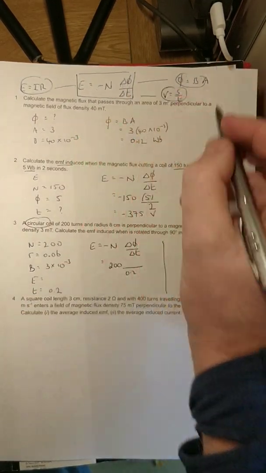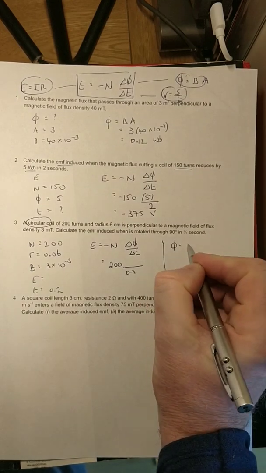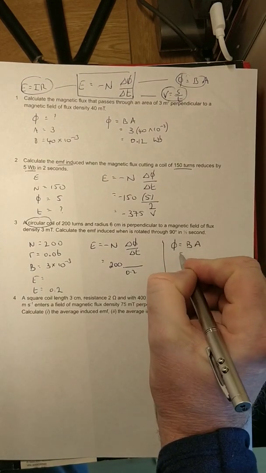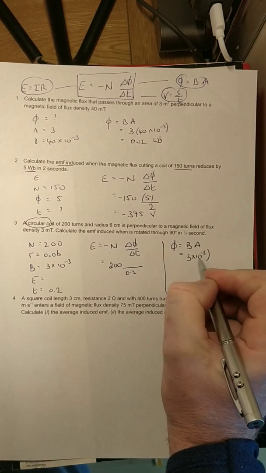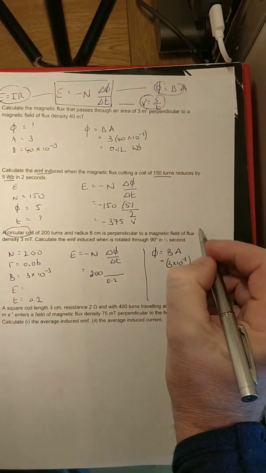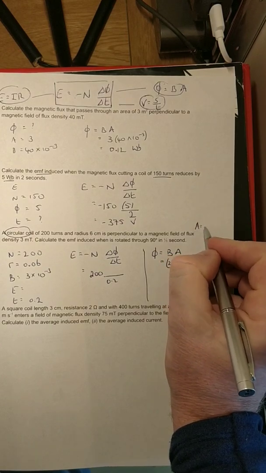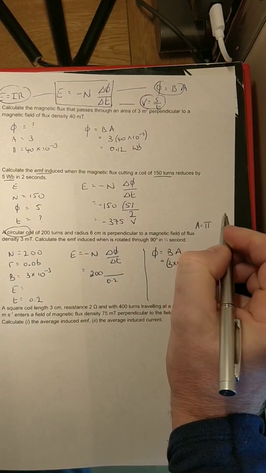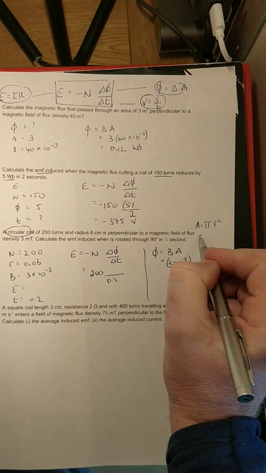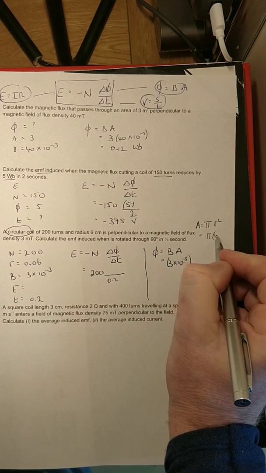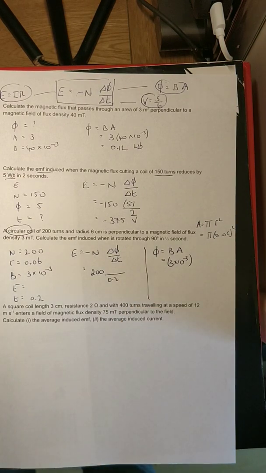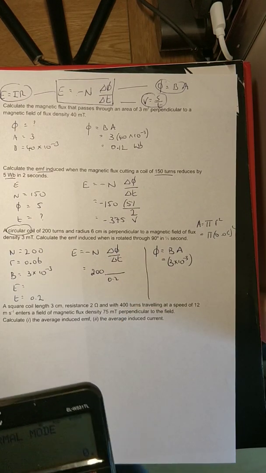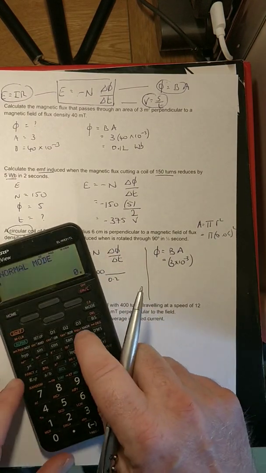So up here, flux is B by A. So you would probably have done this first yourself. Okay, so B is 3 by 10 to the minus 3 by A. Now we don't have A, I should have got A originally. A is the area. So in this case, it's a circle, so it's pi r squared. So pi by 0.06 squared, but step by step.